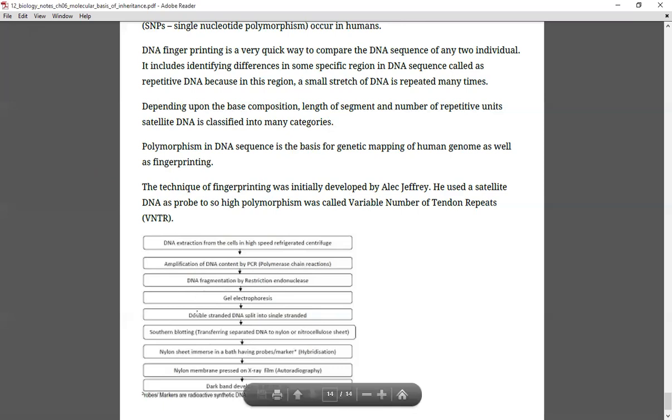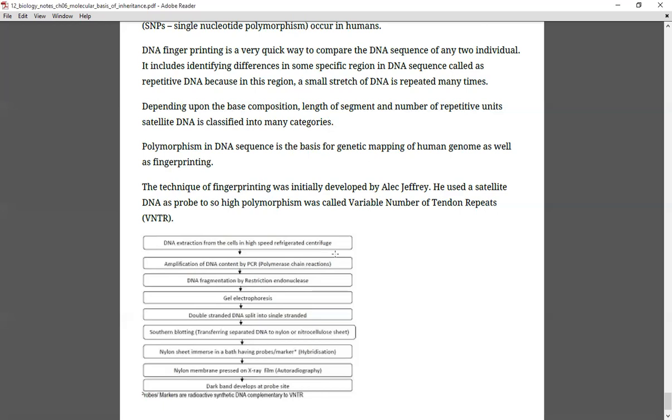See here, you can see this is the whole process of DNA fingerprinting. So the first step is DNA extraction from the cells in a high speed refrigerated centrifuge, right? Centrifugation is the process of separation, used to isolate DNA. What we use is a centrifuge. So the first thing that comes is the DNA extraction from the cells.